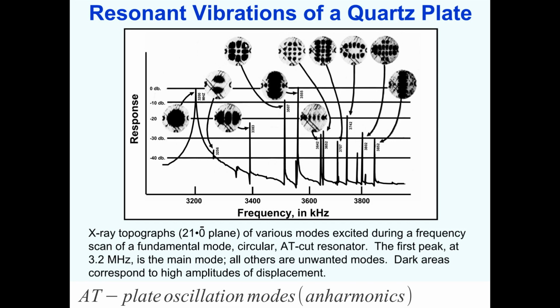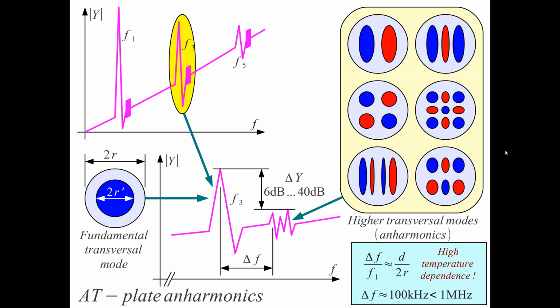And here you can see all the solutions. In practice, these dots represent all solutions of the wave equation. What we are observing here is the diffraction of X-rays. If a certain part is oscillating, we have no diffraction from that part, or we have Bragg diffraction in other directions. So X-rays are a convenient means to observe this kind of oscillation. So now let's see what these anharmonics actually do to our quartz plate.